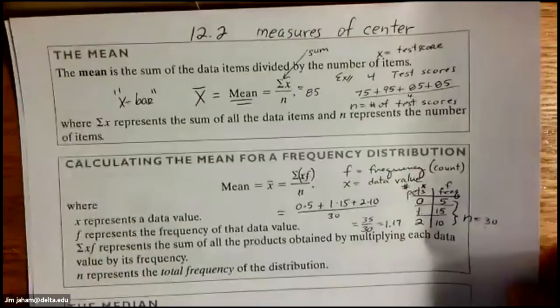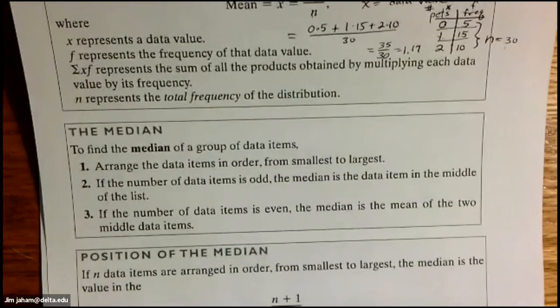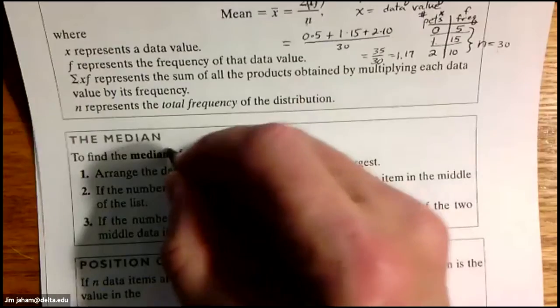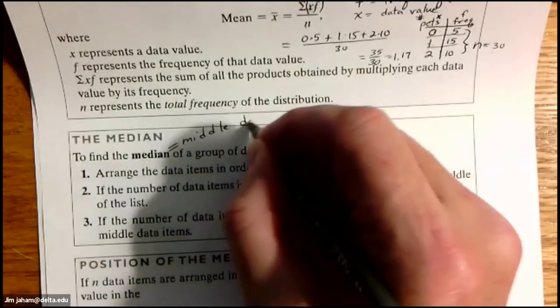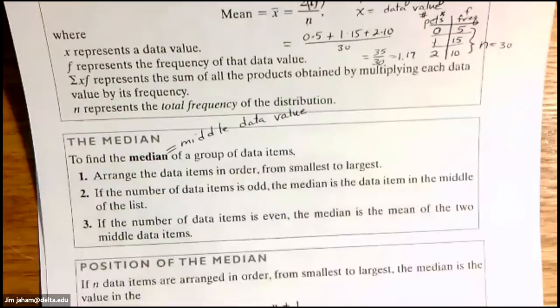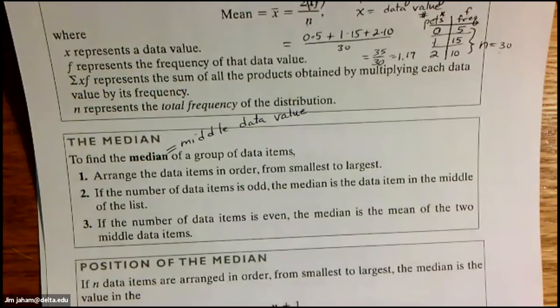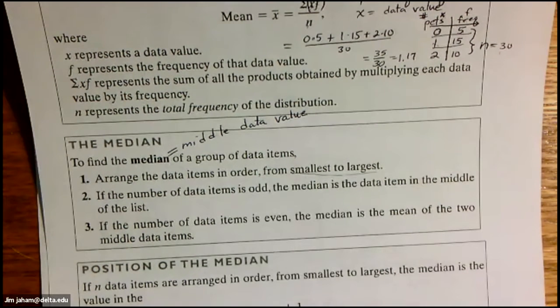All right, so that's a couple of measures of the mean. The next one is the median. The median equals the middle data value. It's important that when we talk about the middle data value, it's after all the data values have been sorted from smallest to largest, or largest to smallest, usually smallest to largest. And then it's the middle data value.